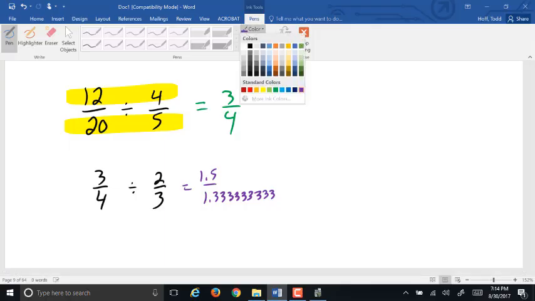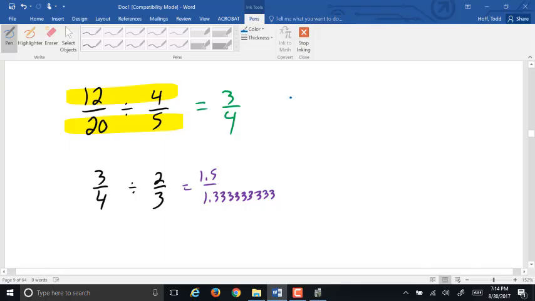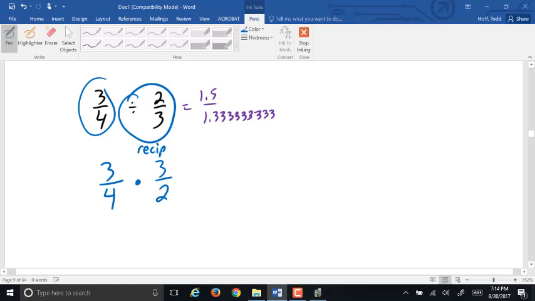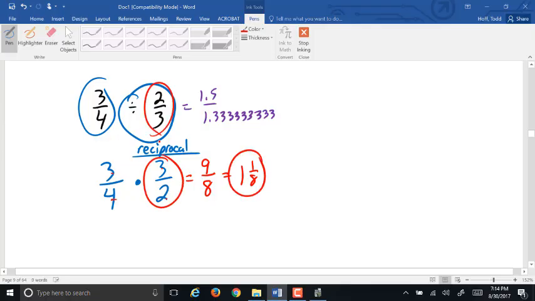How have we been taught to divide fractions? Change it to multiplication. The first fraction doesn't change. The operation is always working on the second number. So instead of dividing by 2/3, we change it to multiplying by 3/2. We use that word reciprocal. We multiply by a reciprocal. So now 3 times 3 is 9. 4 times 2 is 8. So that's 1 1/8. You just flip it, yes. The reciprocal is just flipping that second fraction.